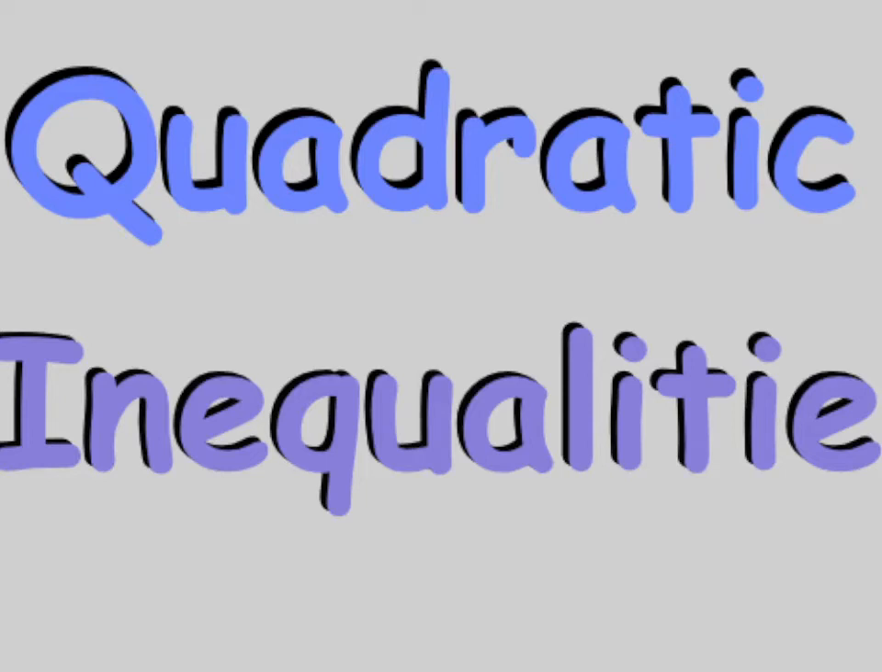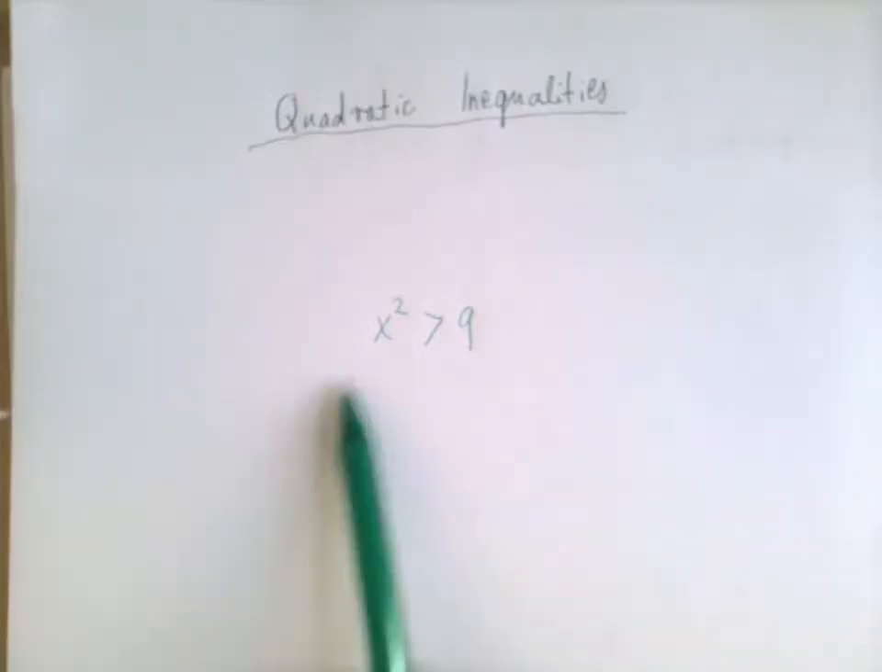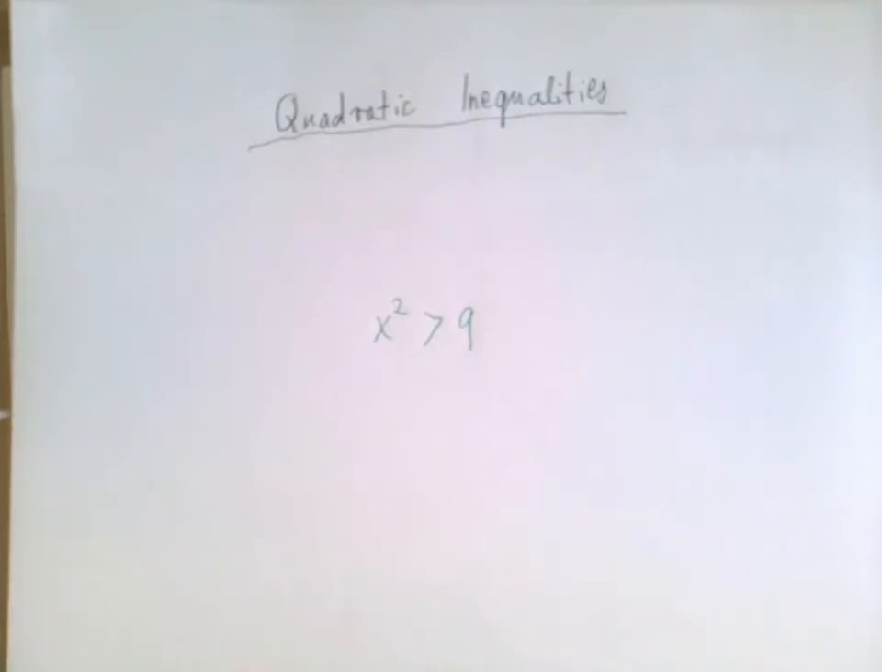So let's talk about quadratic inequalities. Here is one: x squared is greater than 9, and a very frequently occurring incorrect solution is to take the square root of both sides, and say x squared greater than 9 implies that x is greater than 3. Well, here is the problem with that.